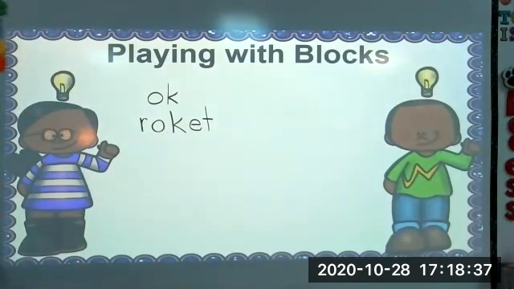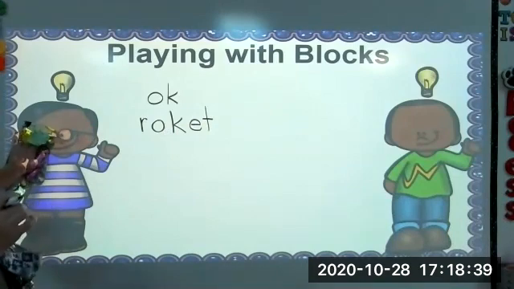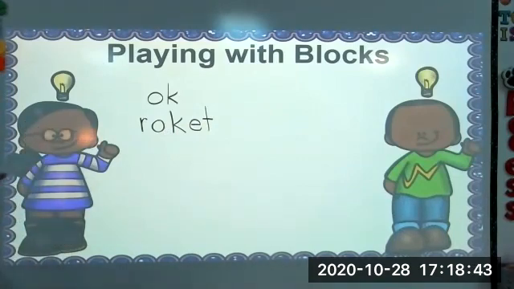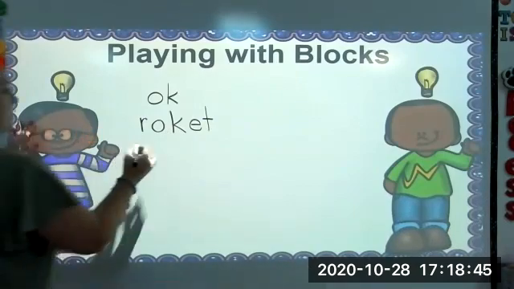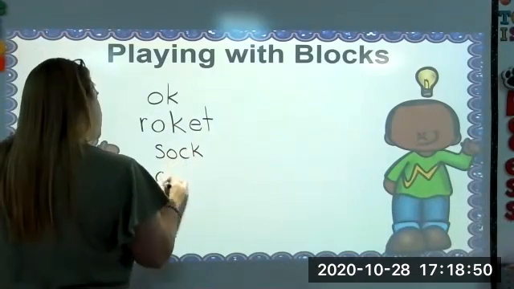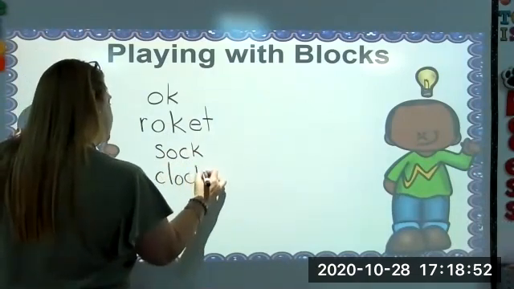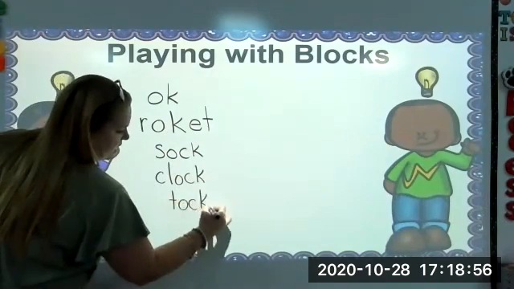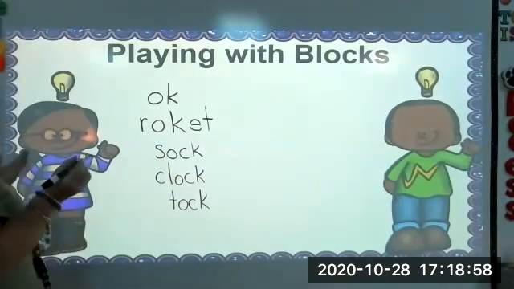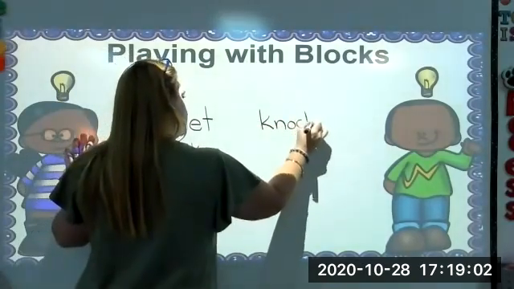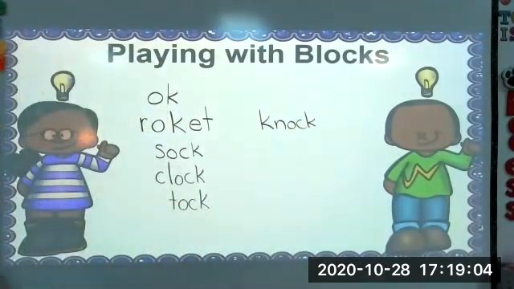Rocket. Good. What other words can you guys think of that end with "-ock"? I could think of some this time. What about sock or clock or talk, like TikTok, or knock, like you knock on the door? Good. Think of some other words that end with "-ock".